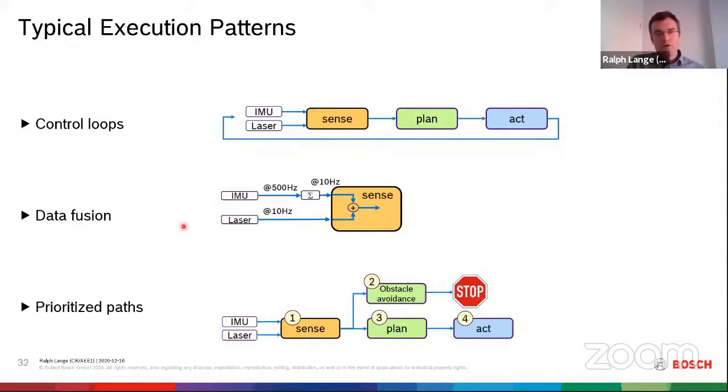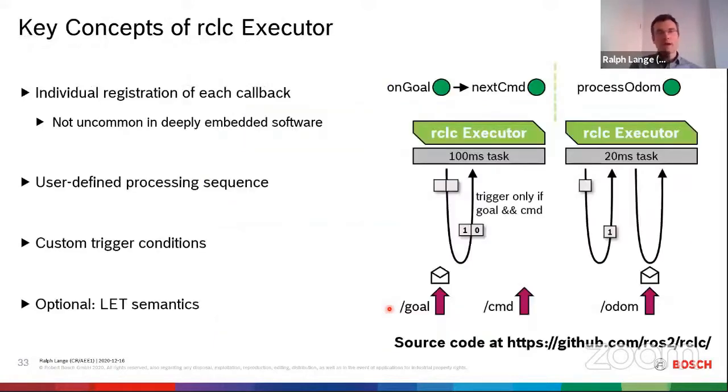We have data fusion, where we have inputs with different rates, have to synchronize, and then call computation typically driven by the lower rate. And it was also very common that we have some prioritization. So here after the sense, we have two paths, but there's one that we want to process first to raise an emergency stop if necessary. And we looked into the concept of the executor and thought, how should it be extended to meet these requirements from these use patterns and use cases?